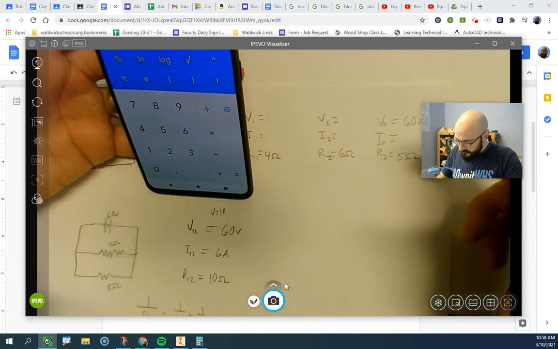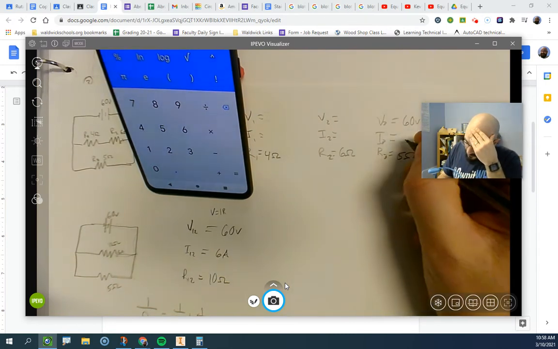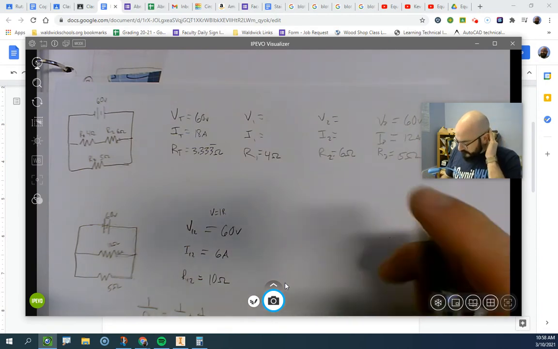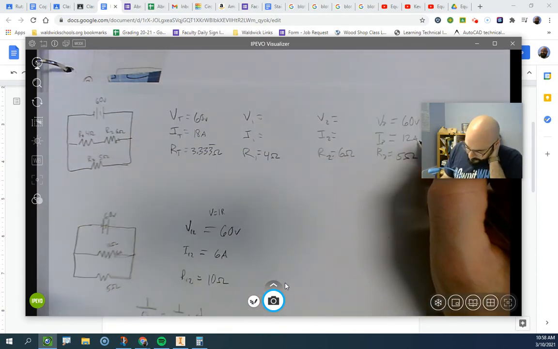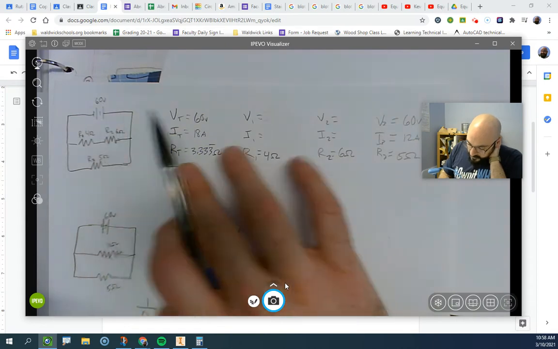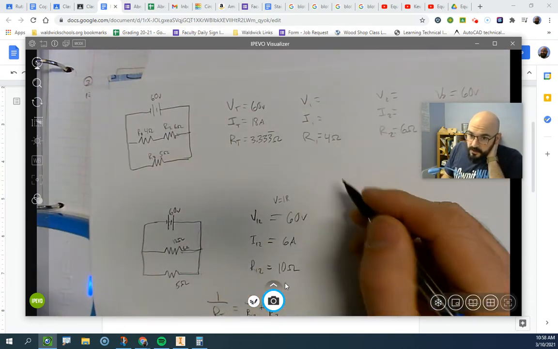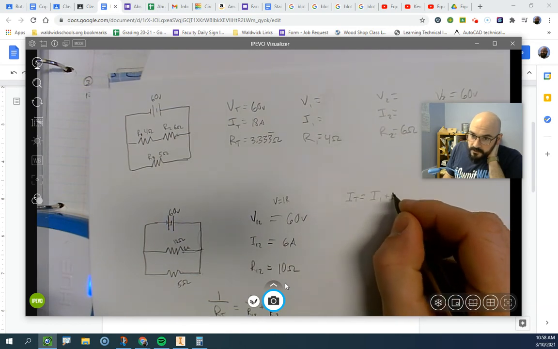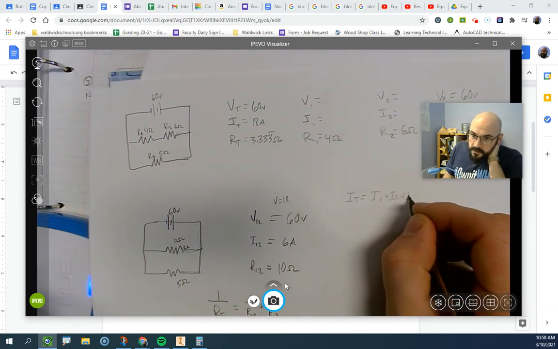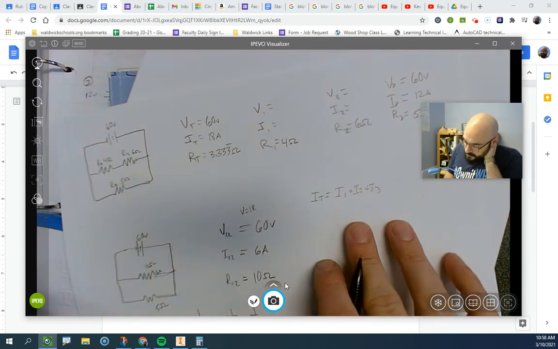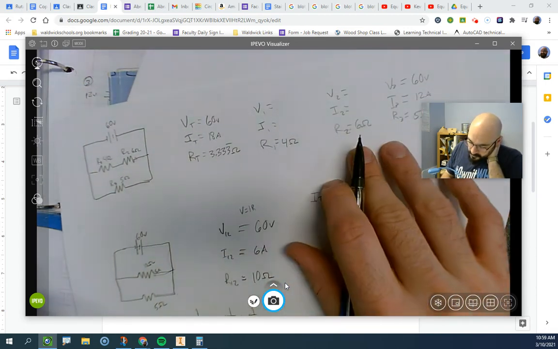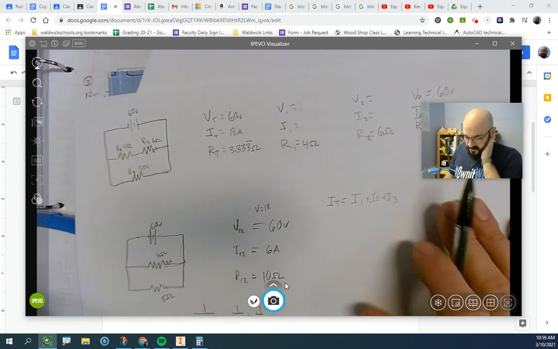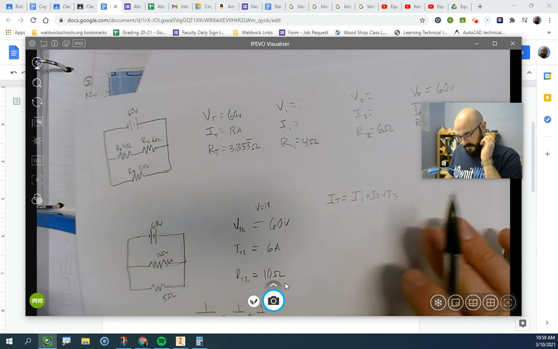Basically, it's like a scavenger hunt. So it's going to be 60 divided by 5. That's 12 amps. So I got 12 amps here. So when things are in parallel, your current total is going to equal current 1 plus current 2 plus current 3, etc. So I know that current 1 and current 2 are going to add up to be 6 amps. But we aren't there just yet.